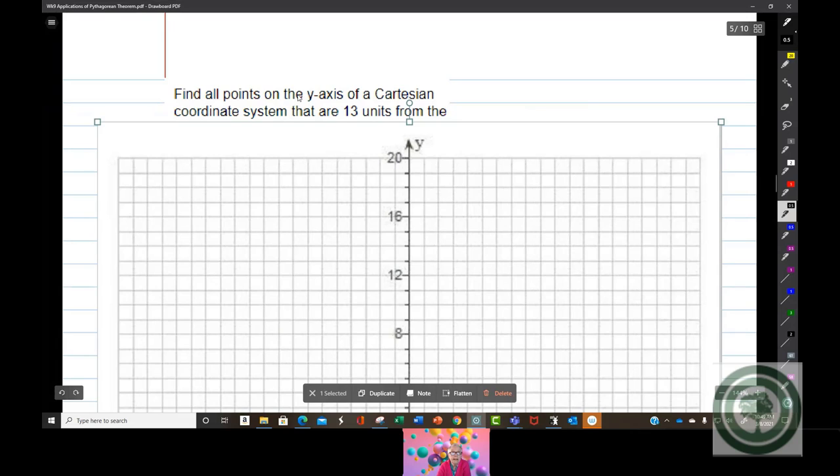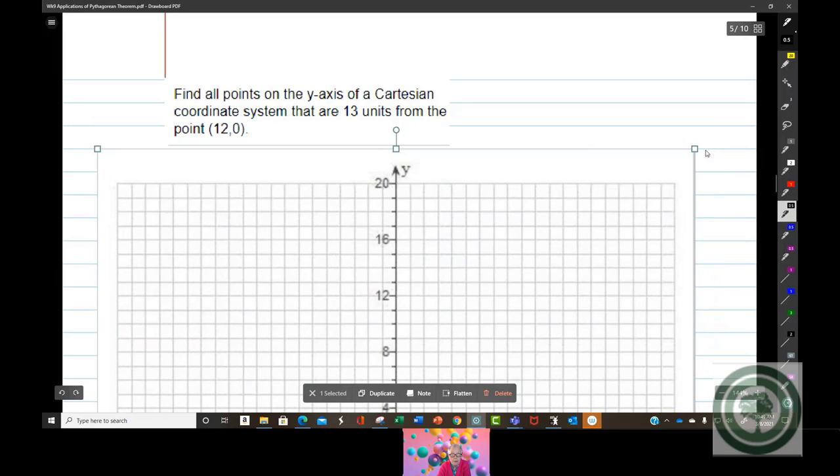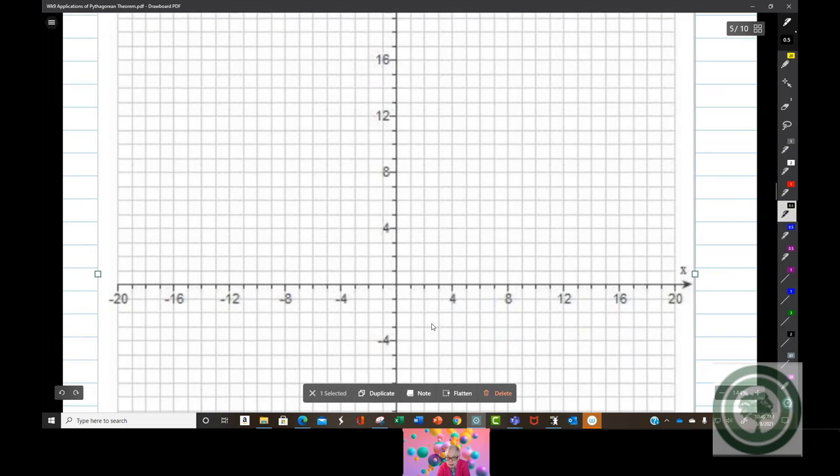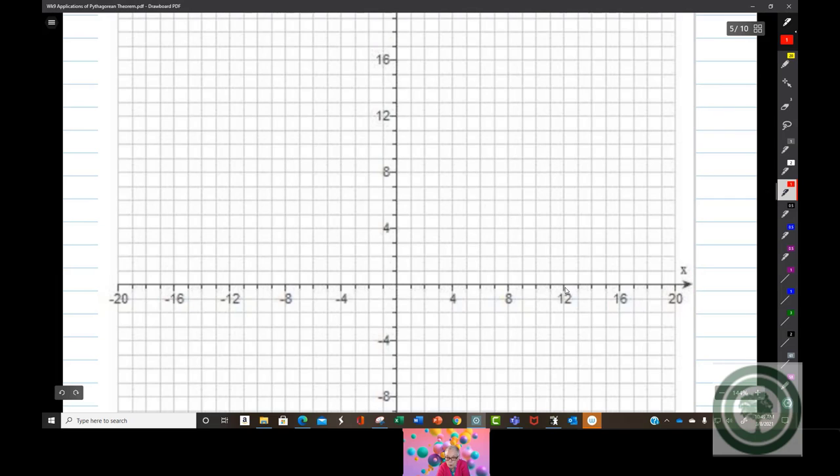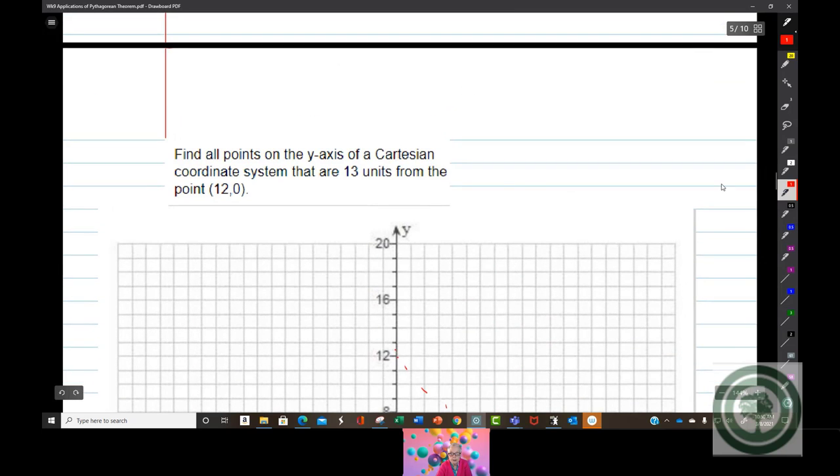All right, so we're going to find all the points on the y-axis of a Cartesian coordinate system that are 13 units from the point 12, 0. Let's find the point 12, 0. Right here. Yeah, 12, 0. Okay, and what we need to do is draw diagonals to some point. Now, I know that the answers are 0, 5, and 0, -5.